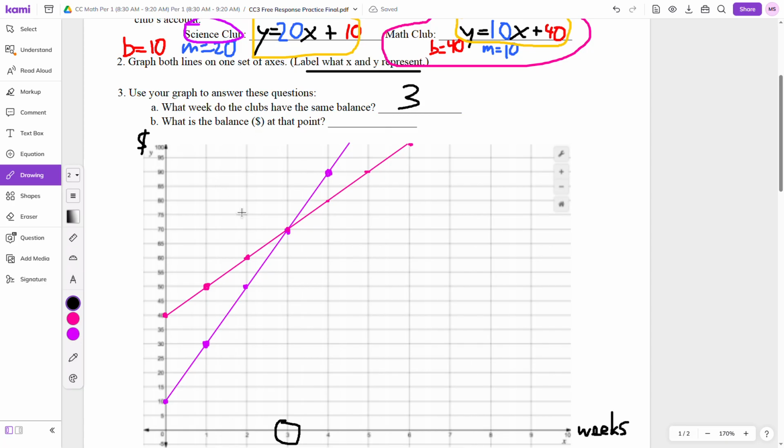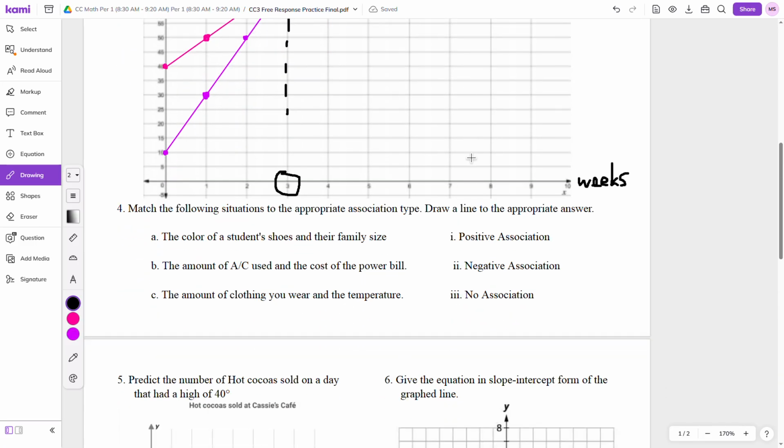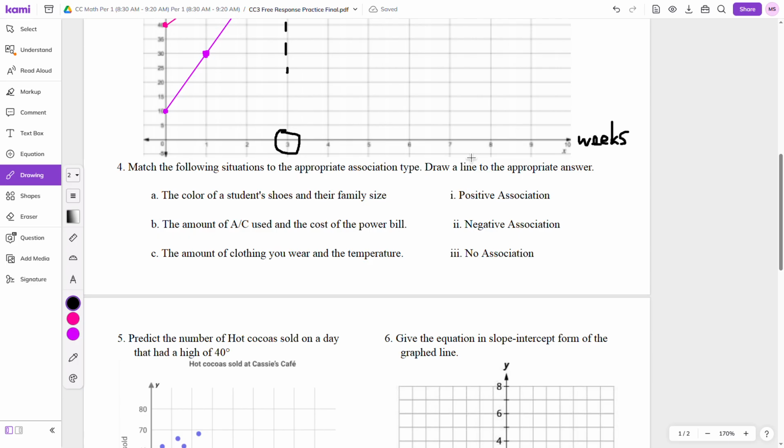And how much money do they have? Well, if you go up here to the point where they meet, and then go to the left, you see that they have $70. And that is the answer. And I believe that's it. We're done with that.